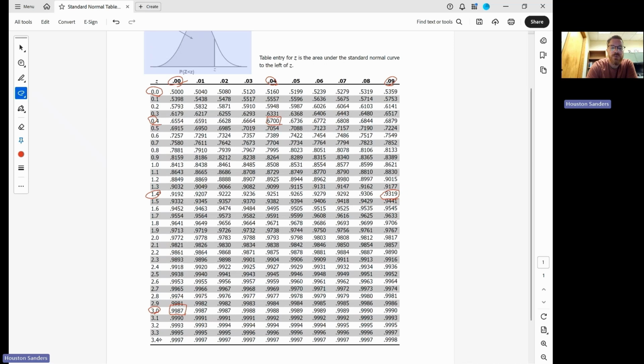So you can see that pretty much we have any value starting from 0.00 up to 3.49, right? So we did 3.4 and 0.09, we get 3.49. The lowest value we have is from 0.00. And notice that for 0.00, we have a probability of 0.5.